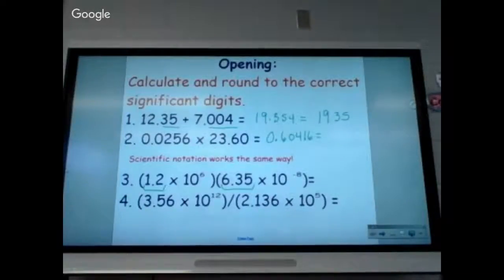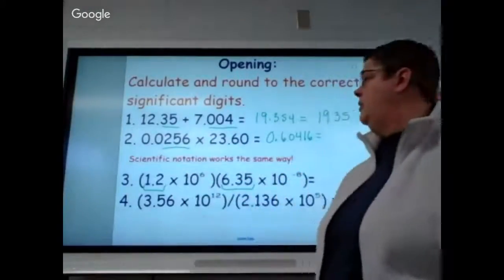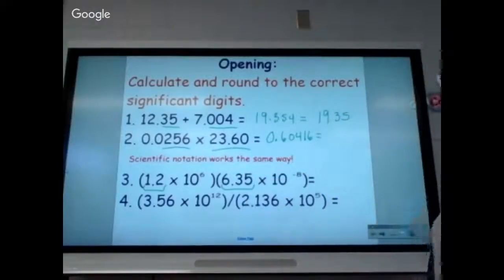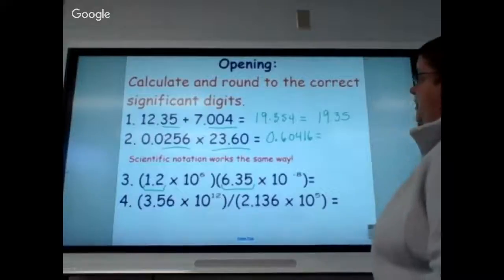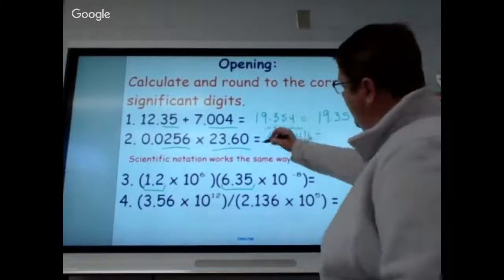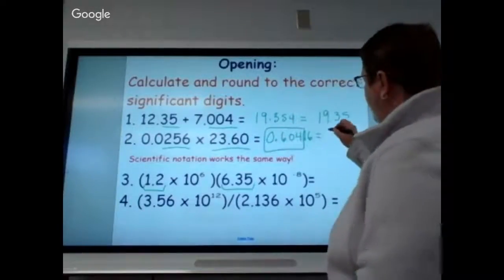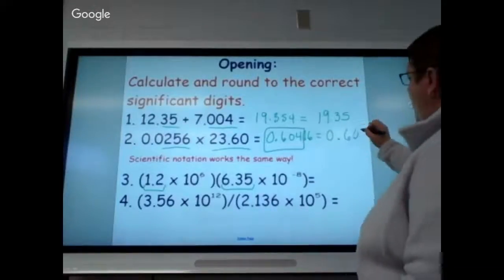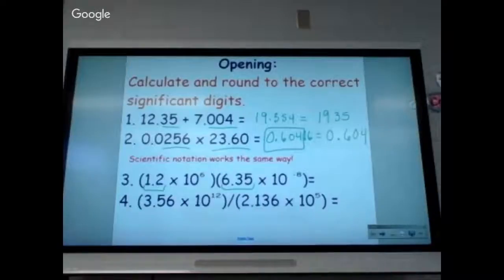So what rule do I use when I multiply? So how many significant digits are here? And how many are here? So I only want how many in my answer. So what are my first 3 significant digits? All right, so the leading 0 again is just a billboard. You can keep it if you want it, or you can drop it, either one. And then 604. Any questions about that?